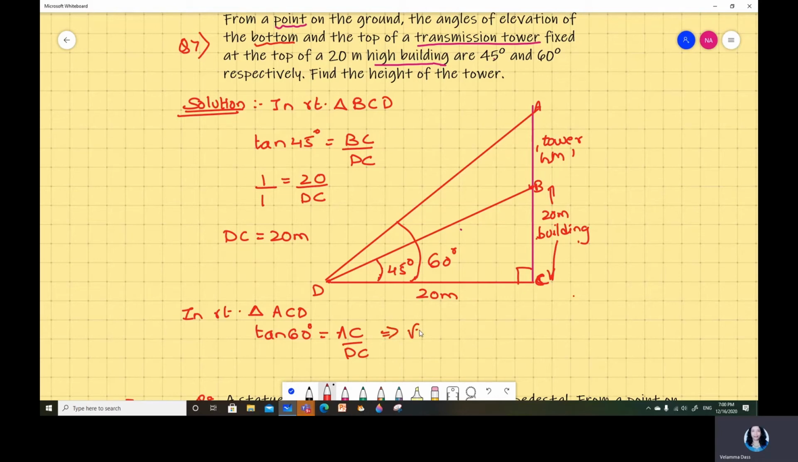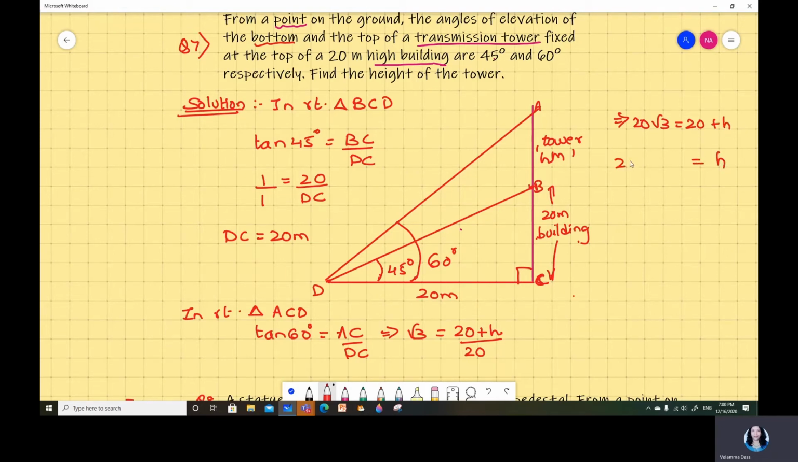This implies we get root 3. And what is AC? It is 20 plus H upon, here we have 20. So can we cross multiply here? I'll just continue. This implies 20 root 3 equals 20 plus H. Our aim is to find H.